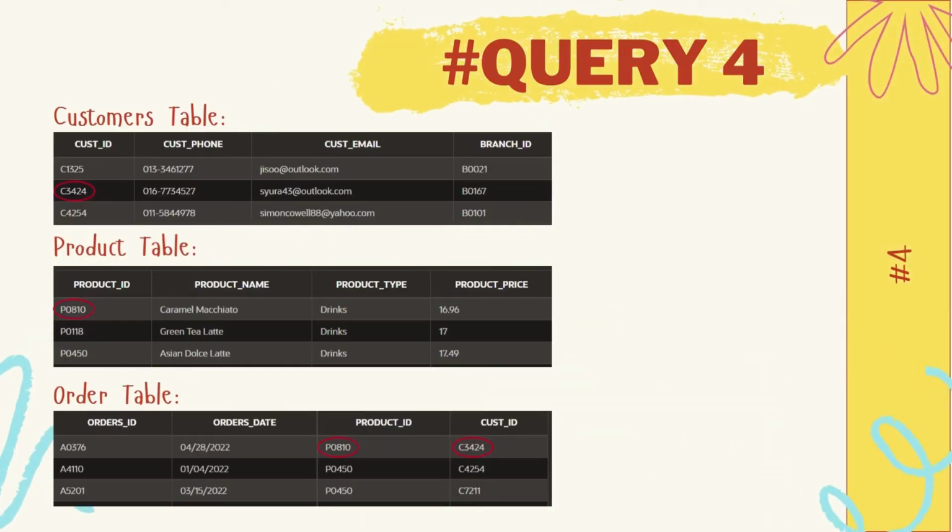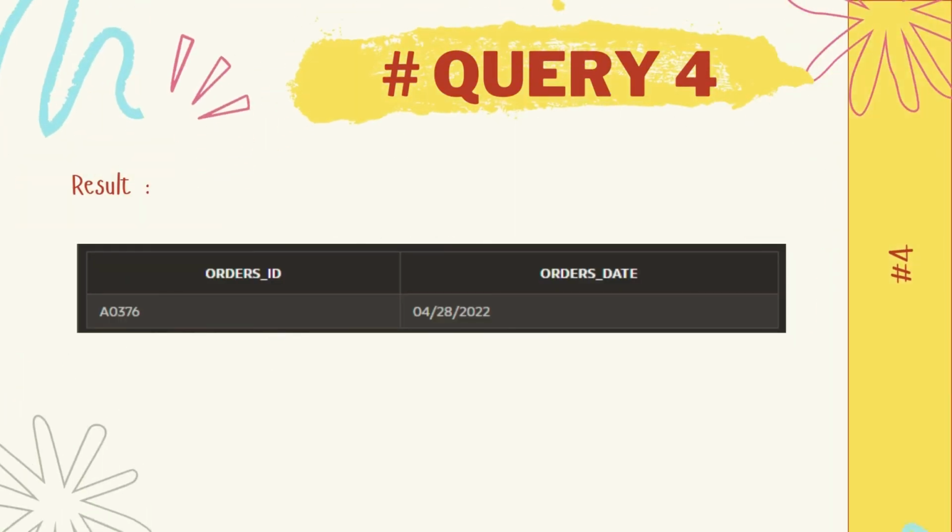From the SQL statement, it will select order ID and order date from the order table with the customer ID C3424 that belongs to customer email shura43@outlook.com in the customer table and product ID P0810 in the product table. And then this is the result for the query.